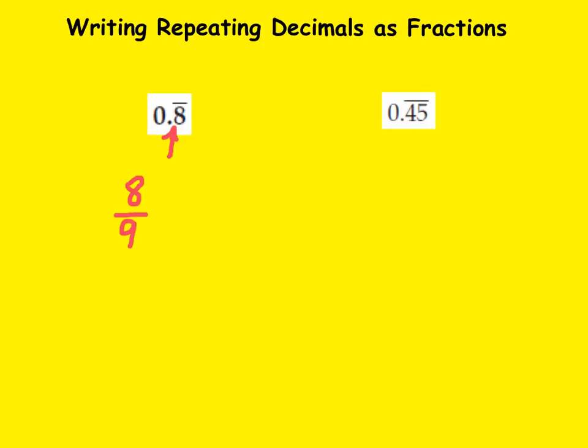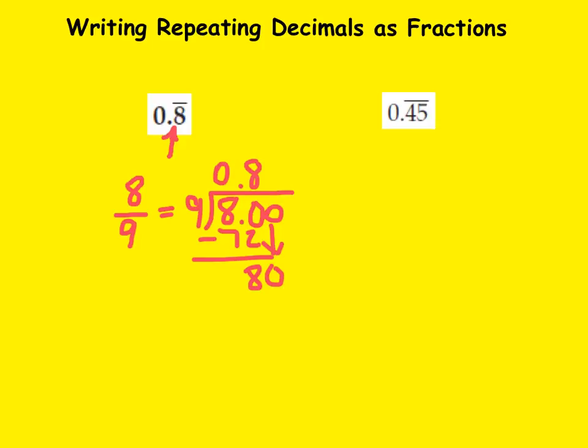Now, you may not be convinced that that's actually how you do it, so if you wanted to check, you could take 8 divided by 9 and see what happens. So 9 goes into 80 8 times, that's 72, and then bring down your 0. 9 goes into 80 8 times, that's 72. Are you convinced yet? 9 goes into 80 8 times, so see, it does end up being 0.8 repeating.